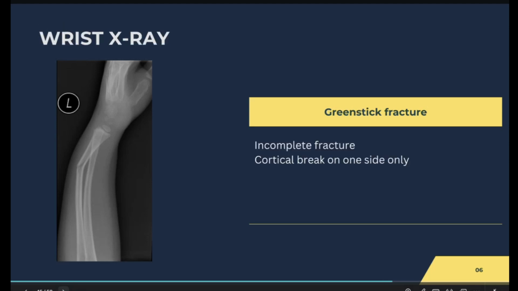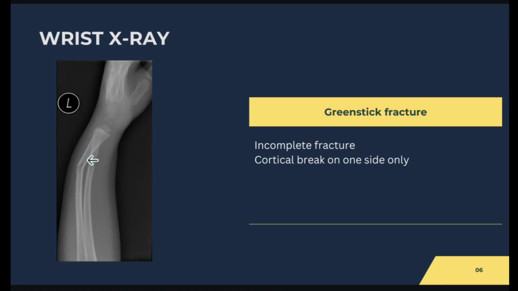So yes, what you would be seeing is a green stick fracture right here. It's an incomplete fracture, not the whole bone is fractured, only part of it. And the break is only on one side. This is because children's bones are very springy and they're not completely formed yet, so they're quite easy to bend. And this is what we would be thinking of.